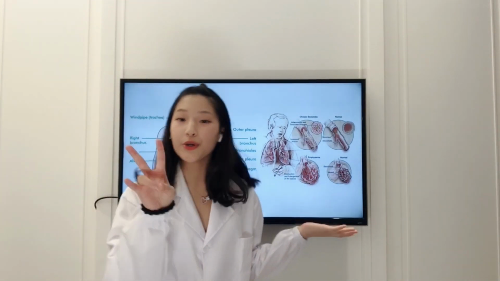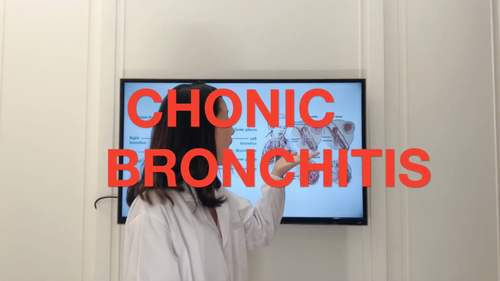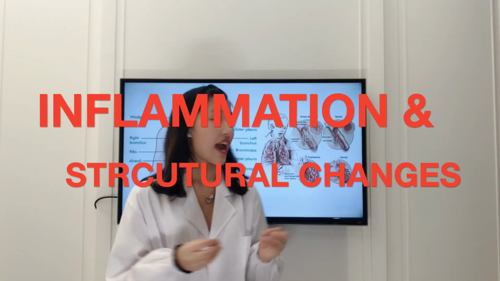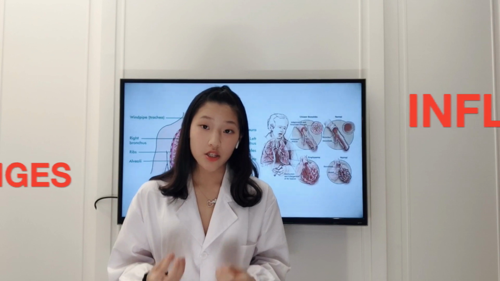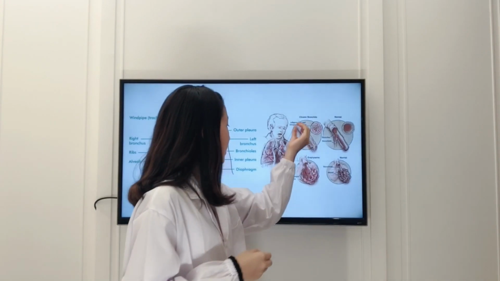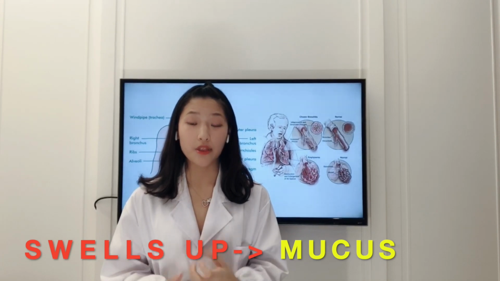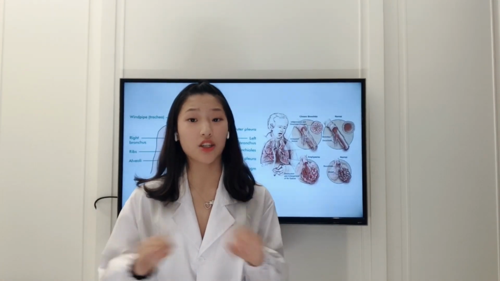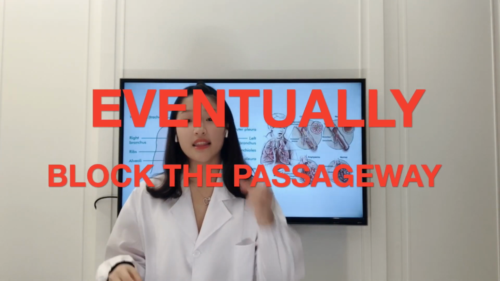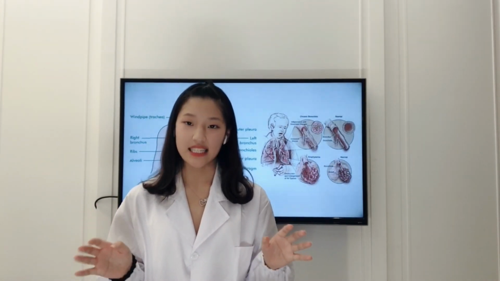There are two main problems, but there are a lot of different problems. Let me first talk about chronic bronchitis. That is when there's inflammation and structural changes to the bronchioles, and that is caused by the chemicals. So when the chemicals come into the bronchioles, they swell up. And once they swell up, there would be increased mucus that could not be cleared. And that would eventually block the passageway of the air. And then your lung wouldn't work as nicely.